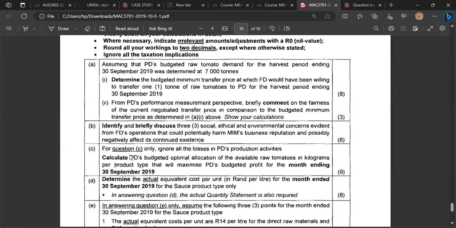All right, so C and D, where we are dealing with the quantity statements, we are going to do on the next session, hopefully on Wednesday. And then, by the way, if you are doing MAC 3761 and maybe 3701, just do check for me. Process costing is still in our syllabus.